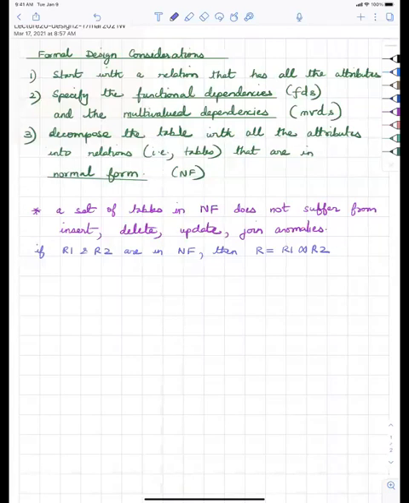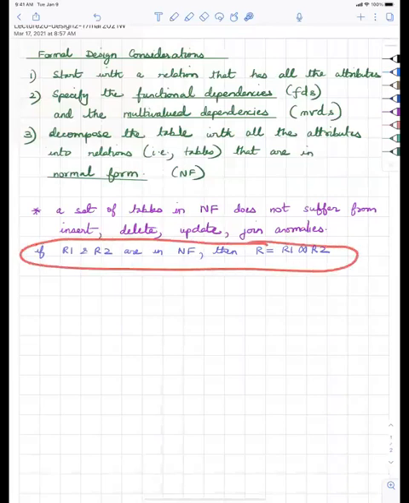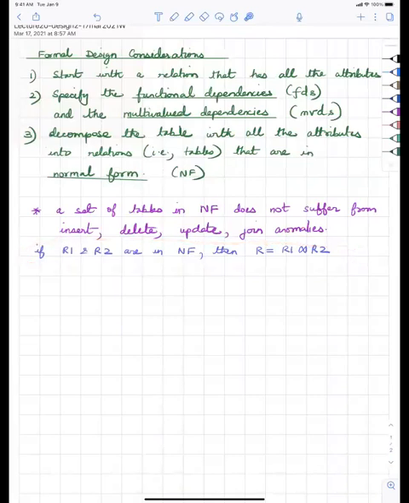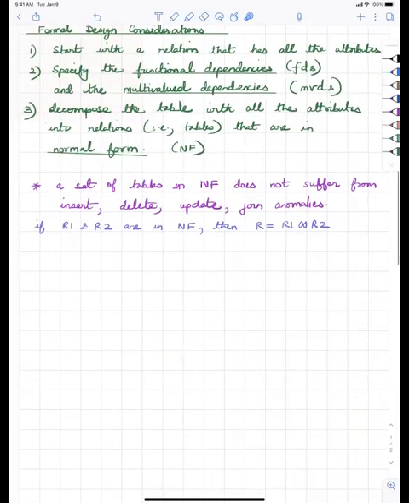One of the things I mentioned is that when you divide a table R into smaller tables, R1, R2, R3, and so on, if the smaller tables are in normal form, then you can get that original table back when you join the smaller tables R1, R2, R3, and so on. On the other hand, I showed you an example in the last class where if R1 and R2 are not in normal form, then when you join them, you would not get the original table. So that was a summary of what we did in the last class.